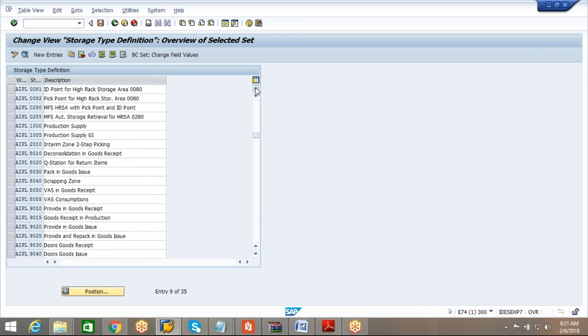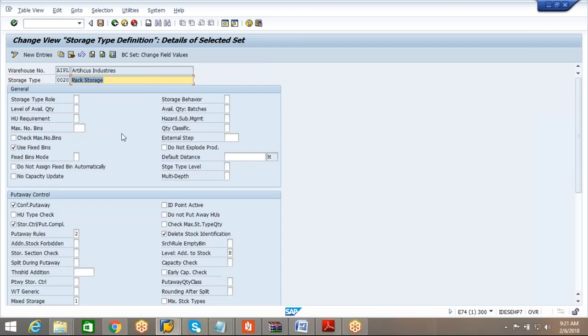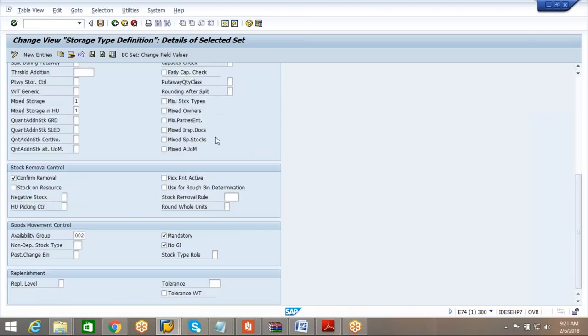After completing that, we create our own storage types. See here, we discussed the put away control area, like what the put away rule is, mixed storage, whether we want to go with any capacity checks, etc. We have seen that.